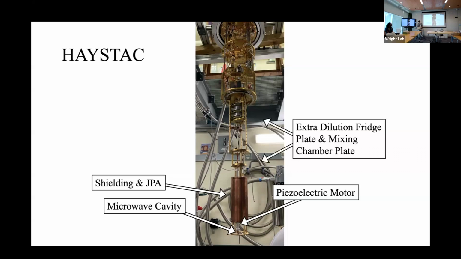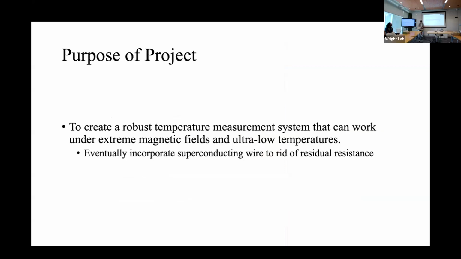There's an extra dilution fridge plate and mixing chamber plate for the fridge function, and then other electronics at the top for sensing and whatnot. The purpose of my project this summer was, in Haystack, we need a robust temperature measurement system to very high accuracy, since the Johnson noise of a 50 ohm resistor is used for calibration. Johnson noise refers to the thermal agitation of electrons in a resistor, leading to small voltage fluctuations. And with that Johnson noise, we can extract the temperature with some calculations.